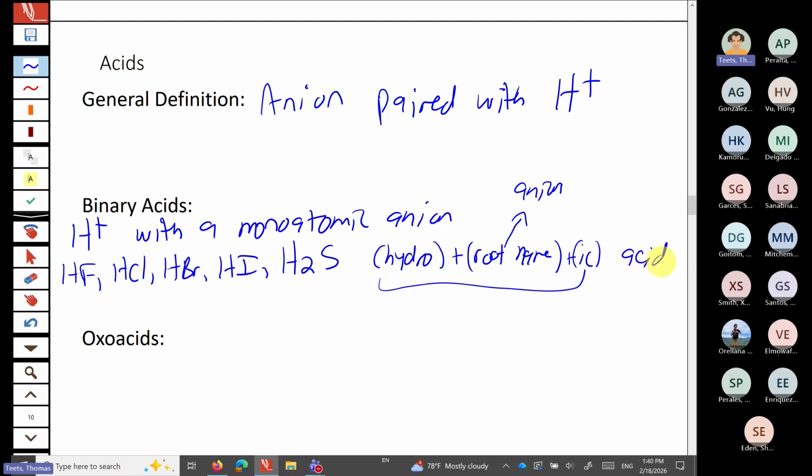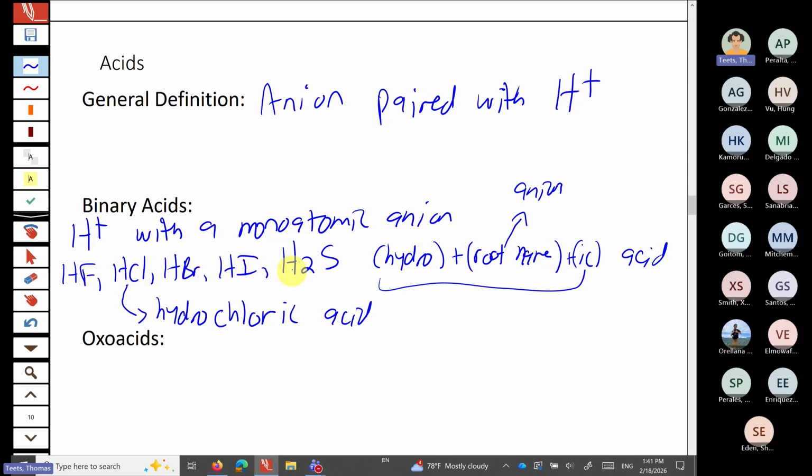All right. Okay, so as an example of these ones here, HCl, you start with hydro. Chloride is the anion, so use the root name of that, which is chlor. But instead of "ide," we use the IC ending, and second word, acid. So hydrochloric acid, hydrofluoric acid, hydrobromic acid, hydroiodic acid, hydrosulfuric acid, okay? And if it starts with hydro, that's the key giveaway that this is a binary acid, which only has 2 elements in the formula.